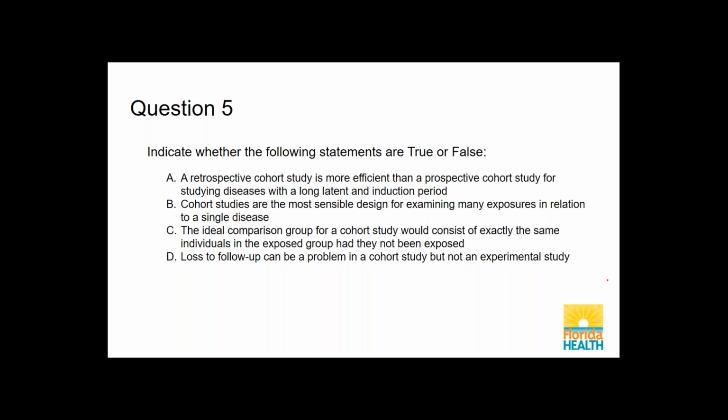We have some trues, some falses. So that is true. B, cohort studies are the most sensible design for examining many exposures in relation to a single disease. Is that true or false? Is B true or false? Cohort studies are the most sensible design for examining many exposures in relation to a single disease.